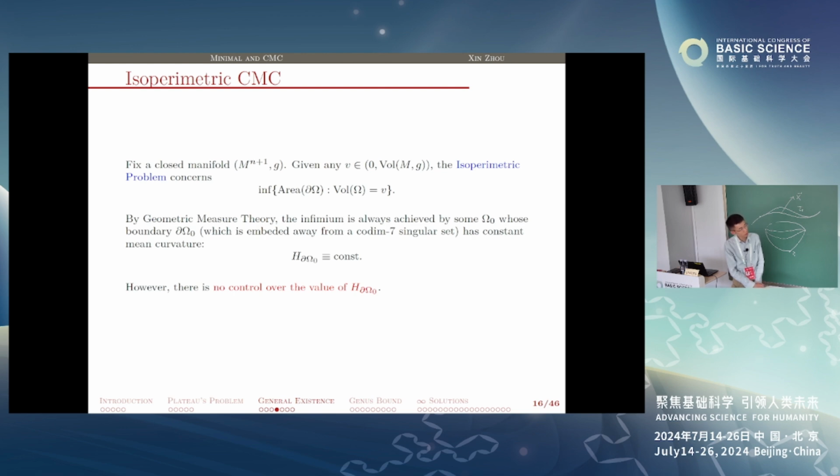We can control the volume. Indeed, for whatever volume number you give, you can produce a CMC bounding that volume. I'll go back to this point later. But you cannot control the mean curvature.